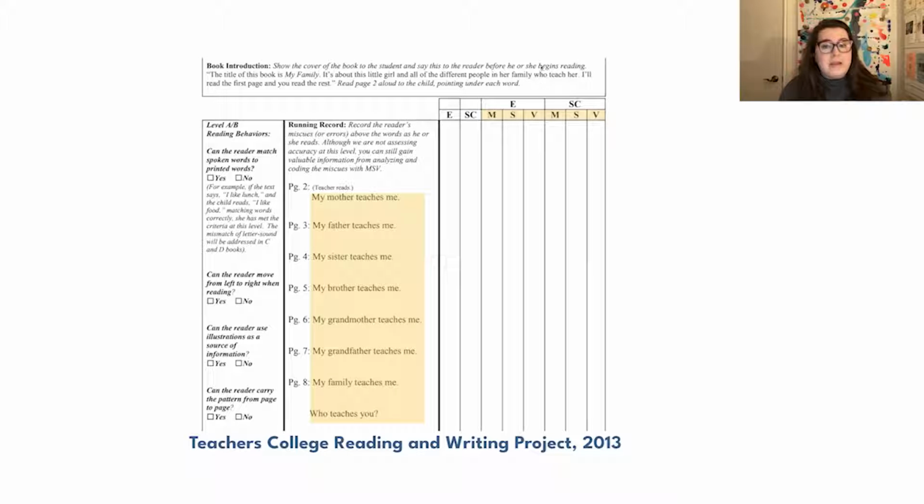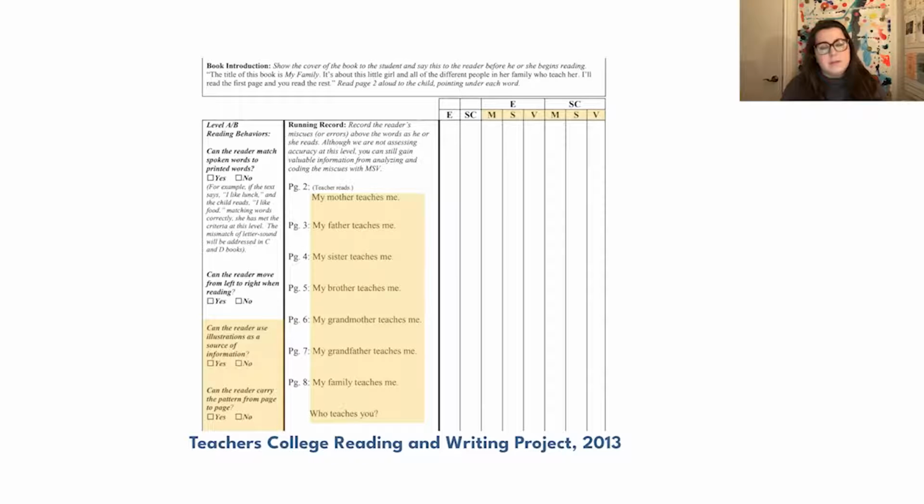So really, that is giving the student who we're assessing with this running record a lot of scaffolds in terms of already telling them the main content and already reading them the first part of the pattern. And then to take that a step further, you'll notice in terms of the analysis of reading behaviors, teachers are asked to comment on, can the reader use the illustrations as a source of information? Can the reader carry the pattern from page to page?